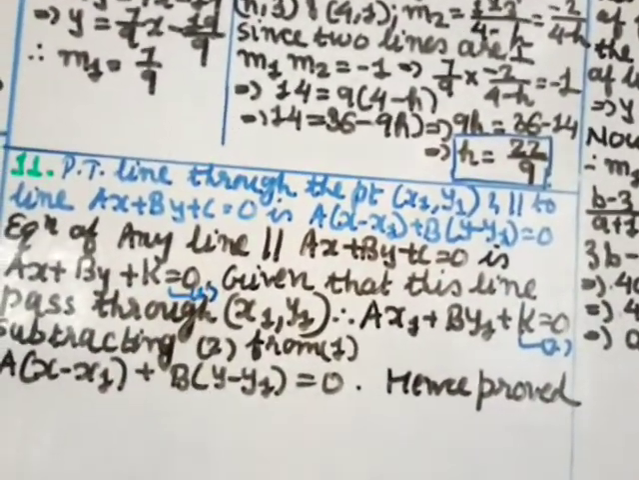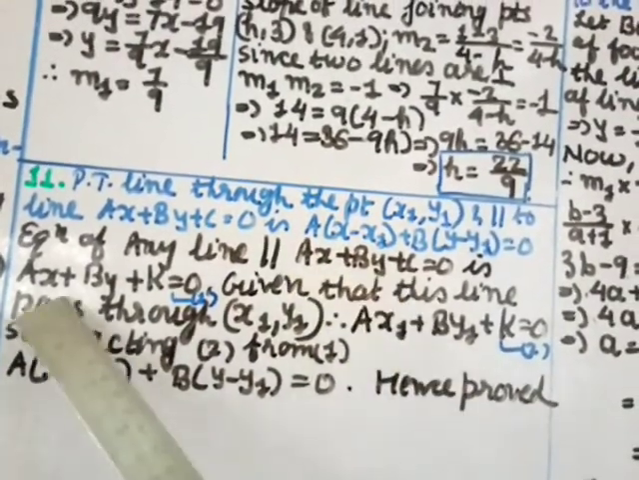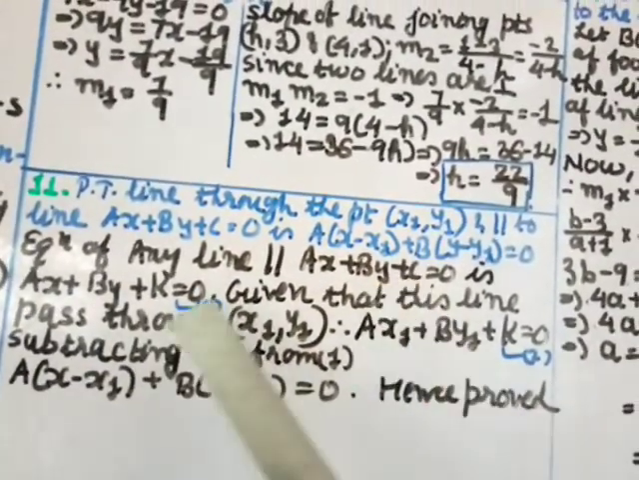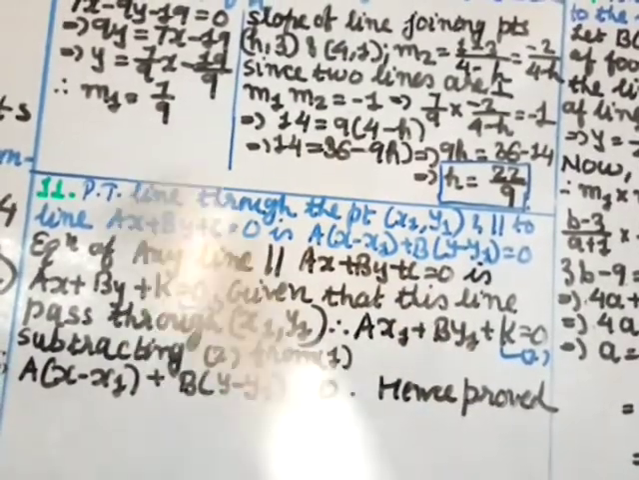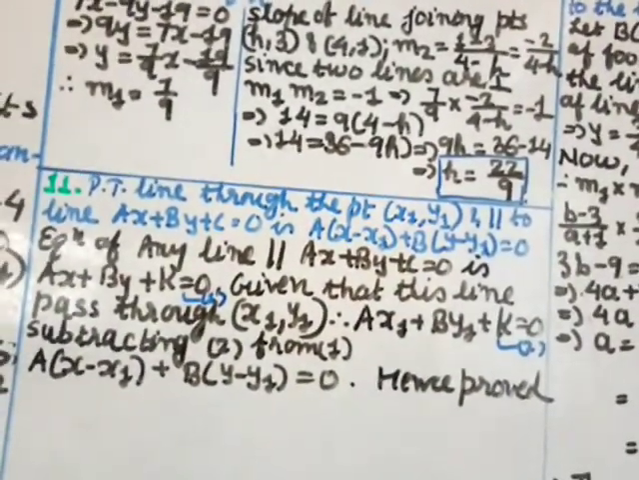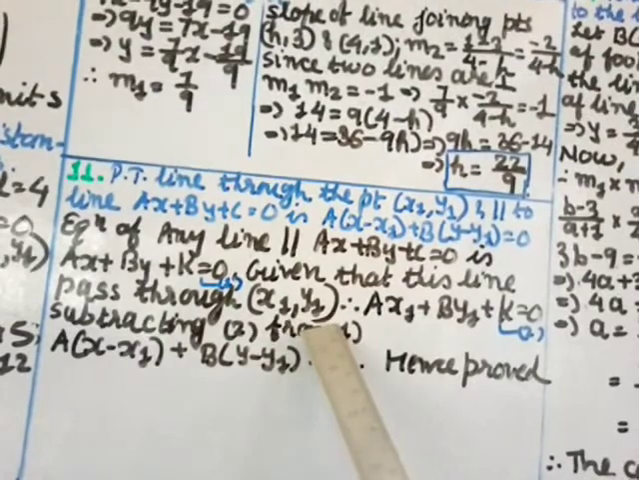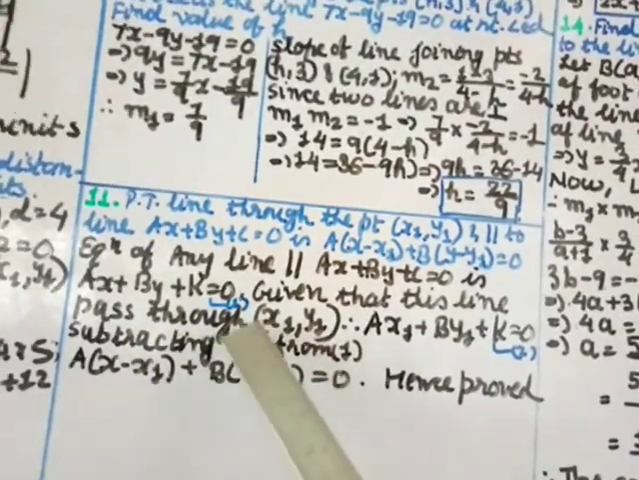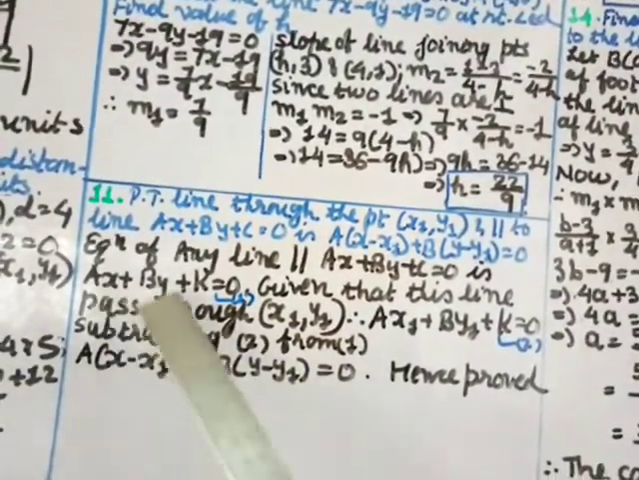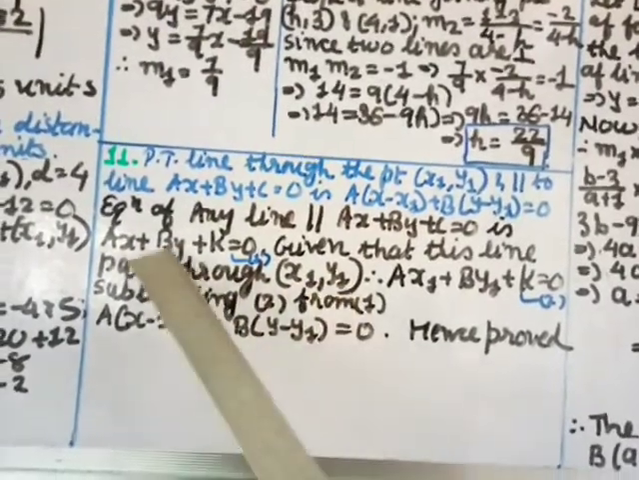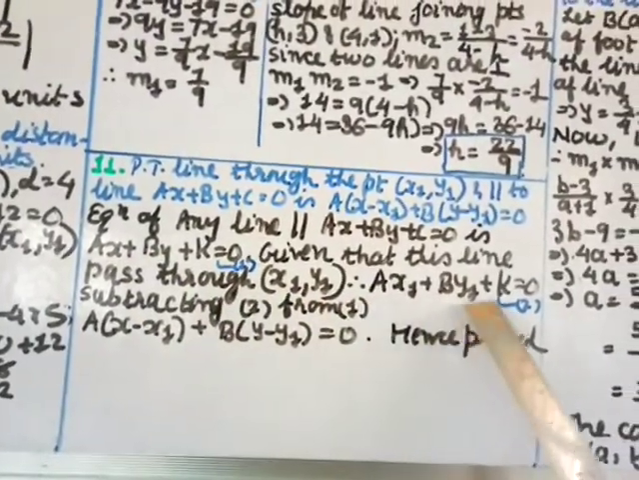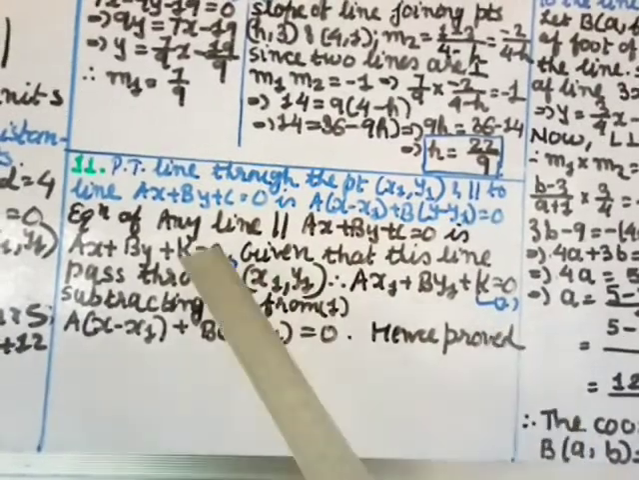See, if two lines are parallel, then the coefficients of x and y will be the same. They will differ only by the constant term. So if it is c, then it will be k. So I call this ax plus by plus k equal to 0. Now given that this line passes through x1, y1, when you put x1, y1 instead of x and y, it will satisfy the equation of the line. So I place here ax1 plus by1 plus k equal to 0. Call it number 2, and this is equation 1.